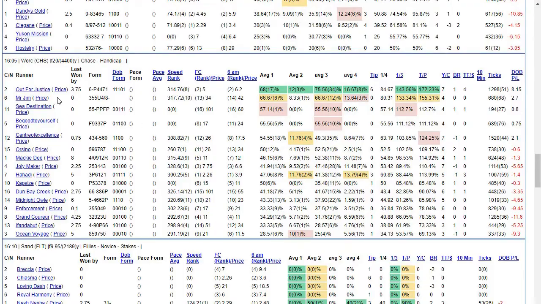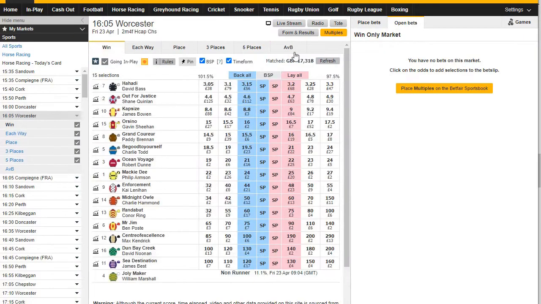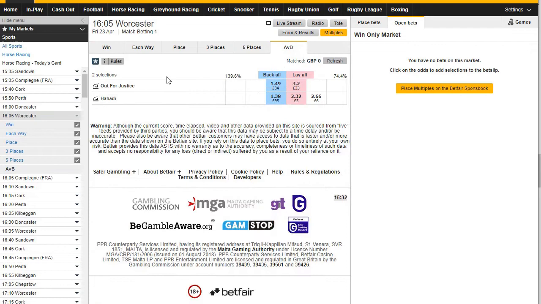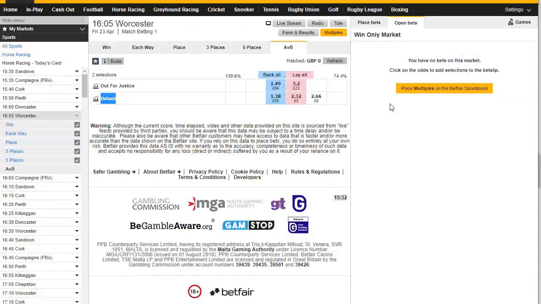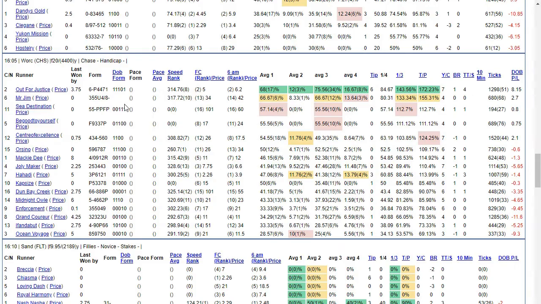Let's have a look at another one. So let's have a look at 1605. So we've got Out for Justice and the favourite. Out for Justice has got 6 tips and 143, and the other one is right down here. It has got 3 tipsters, but it's way down at 88. So this would be a good case to go for Out for Justice. Yes, purely because it's got a top rating of 1 on the 1/3 column.